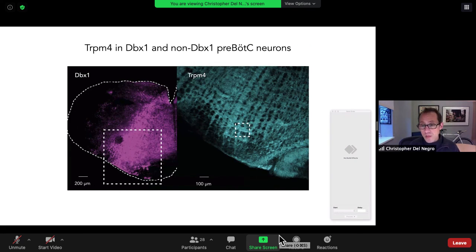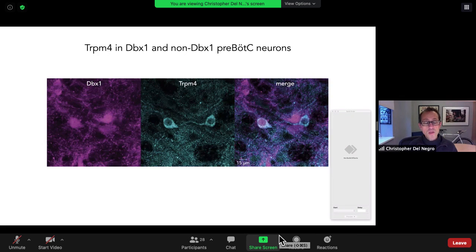So first, we looked in vitro to see if the channels were there. The transcriptome said it was, but we needed to do some histochemistry to verify that. On the left, I'm showing you a transverse section where magenta is DBX1 cells, and on the right-hand side is a blow-up of the dotted line region where cyan now shows TRPM4 expression. I'm going to focus on the cellular level and show you that DBX1 neurons indeed express the TRPM4 ion channels, up at the protein level. So this suggests that it's a viable candidate. It's expressed in the right class of neurons. So then we sought to test it.